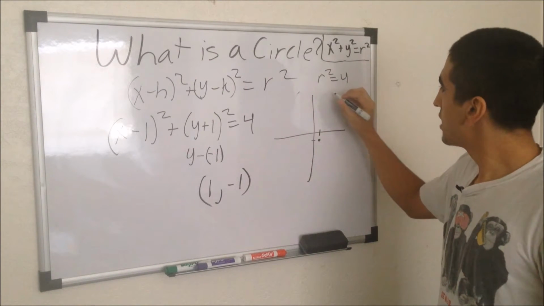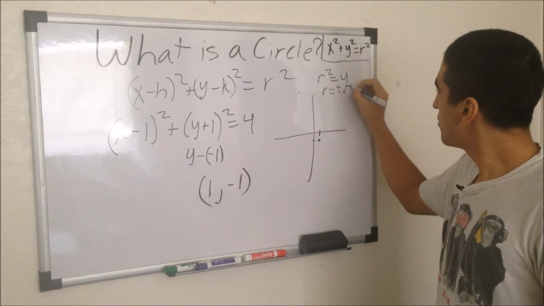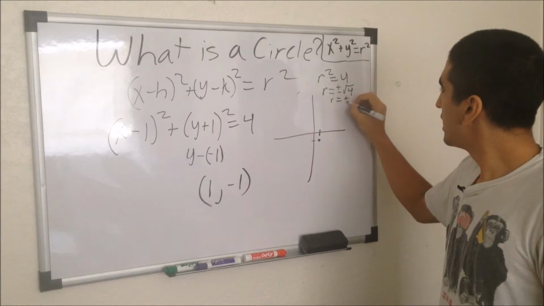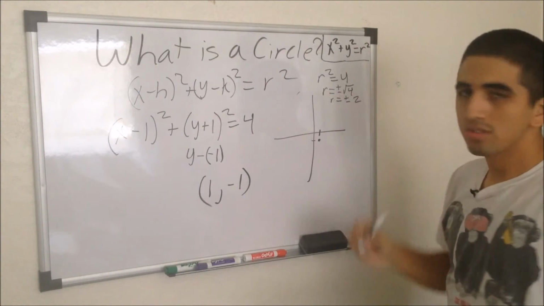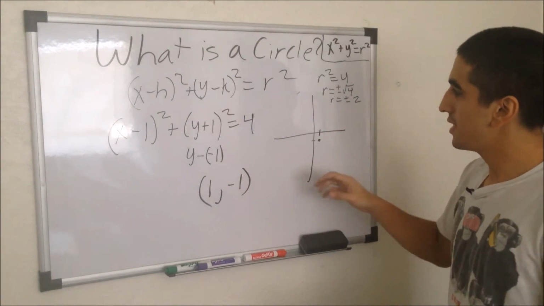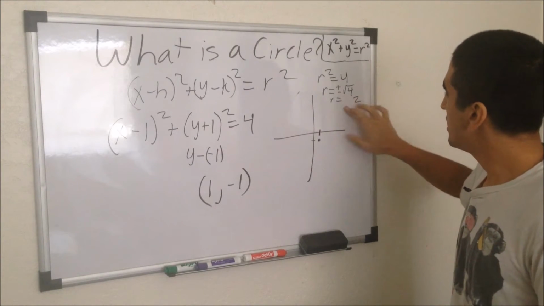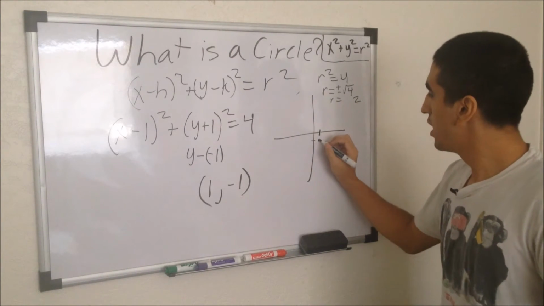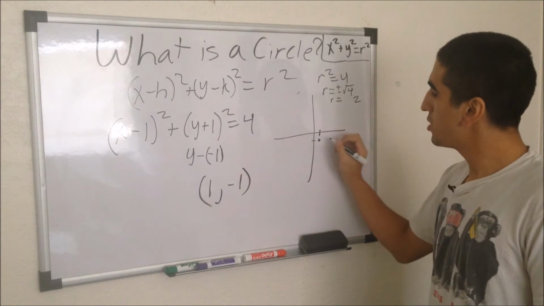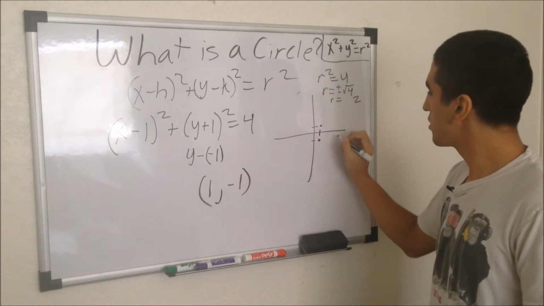Find the square root of both sides. R is equal to plus or minus the square root of 4, which is r is equal to plus or minus 2, because the square root of 4 is 2. Since the radius is a distance, we can take off that negative, so it's just r is equal to 2. So we could just go from the center up 2, over 2, left 2, down 2.